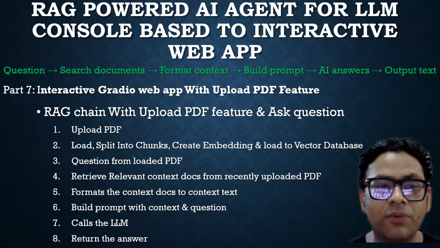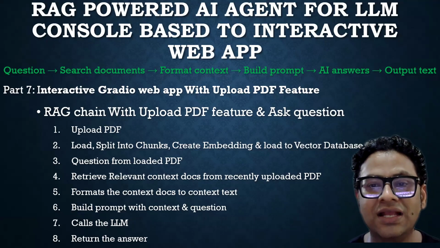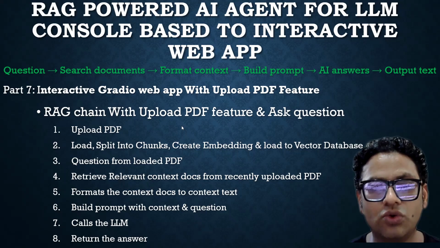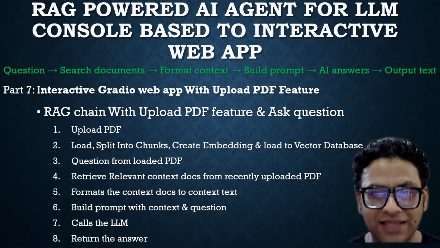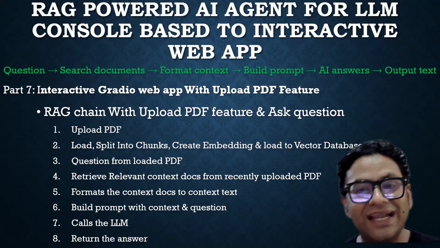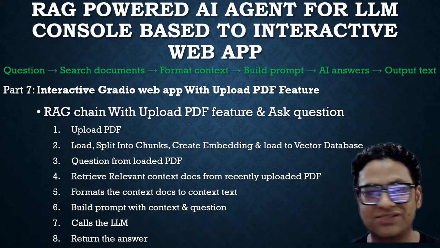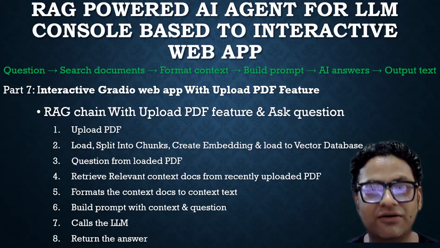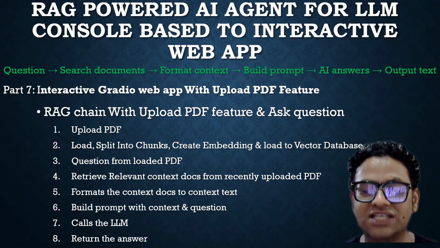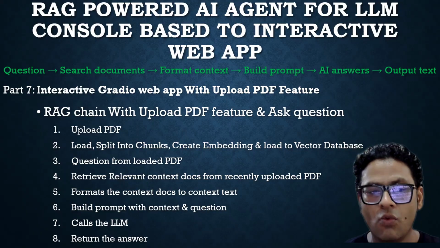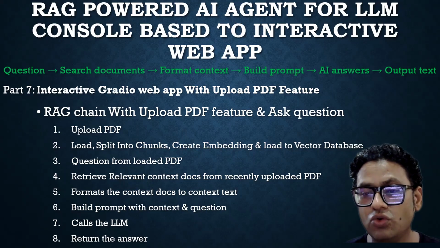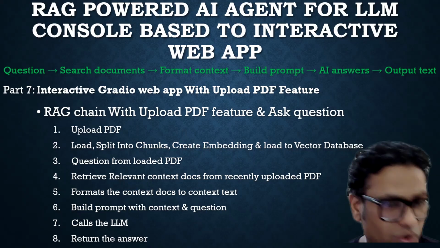So what's going on behind the scenes? Just let me quickly give you the flow of that. Whenever the user uploads a PDF, we have to load that PDF, split it into chunks, create an embedding, and load it to the vector database. We know that, right? Because I have been covering this not only in this video, but in my other tutorial series where I explained this entire process. Whenever you want to use data from a PDF, you have to load that data to the vector database.